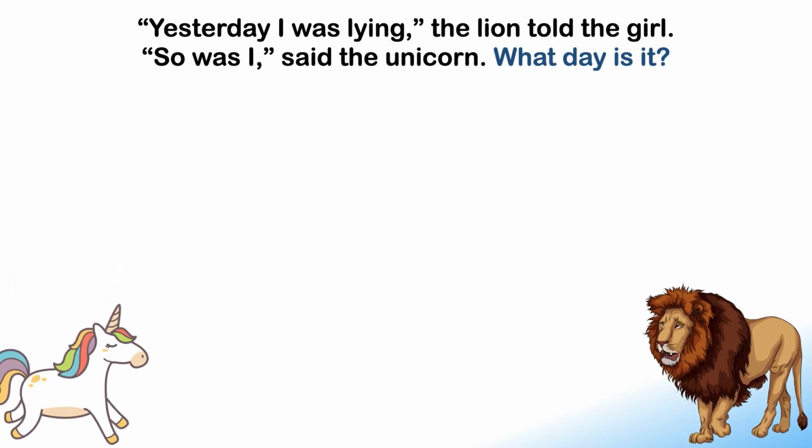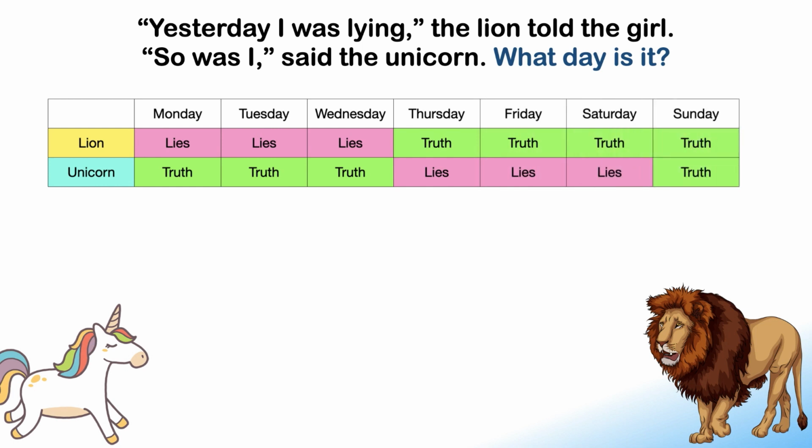As per the puzzle, the lion lies on Mondays, Tuesdays, and Wednesdays, and the unicorn, on the other hand, lies on Thursdays, Fridays, and Saturdays. Let's create a table, and the table looks like this. As per the table, the lion lies on Mondays, Tuesdays, and Wednesdays, and the other days the lion tells the truth. The unicorn lies on Thursdays, Fridays, and Saturdays, and the other days the unicorn tells the truth. So, on Sundays, both must be telling the truth.